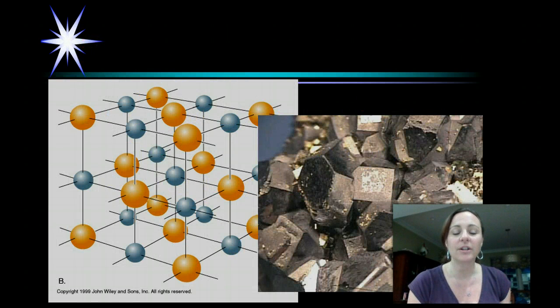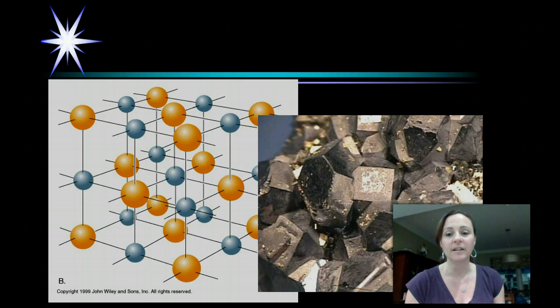This picture on the left-hand side shows the atomic structure of galena. And if you look at the picture on the right, if my face isn't in the way, you will be able to see galena's actual outward appearance. It looks to be like cubes, just like the picture on the left.